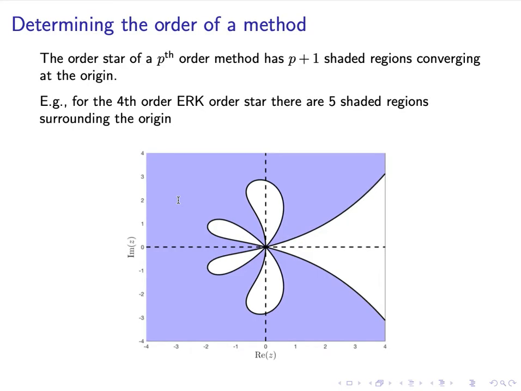Now the reason order stars are of use to us is that they make it very easy to determine the order of a method and also some stability properties of a method. Now one property of an order star is that an order p method has p plus 1 shaded regions converging at the origin. So here I've got the order star for the fourth order Runge-Kutta method, and if we take a circle close to the origin, and trace it around, we enter 5 shaded regions. So we've got 1, 2, 3, 4, 5. So the order star of a pth order method has p plus 1 shaded regions, so if we subtract 1 from 5 we get 4, so this represents a 4th order Runge-Kutta method.